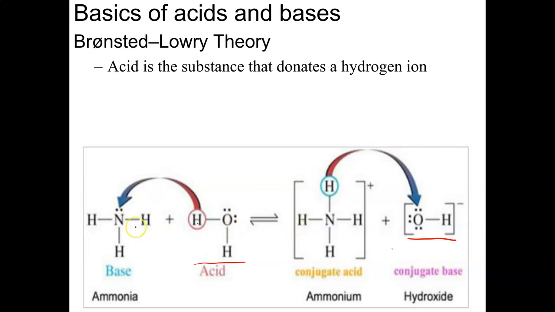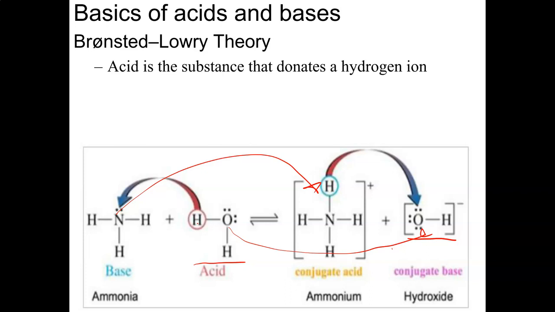On the other side, whatever your base changes into after getting its hydrogen is called your conjugate acid. So this goes into this, which makes it the conjugate acid. Ammonium is the conjugate acid, and then the acid switches into the conjugate base, which is hydroxide. So the thing the acid changes into on the product side is considered your conjugate base, and whatever your base changes into is considered your conjugate acid. That's the way the theory works.